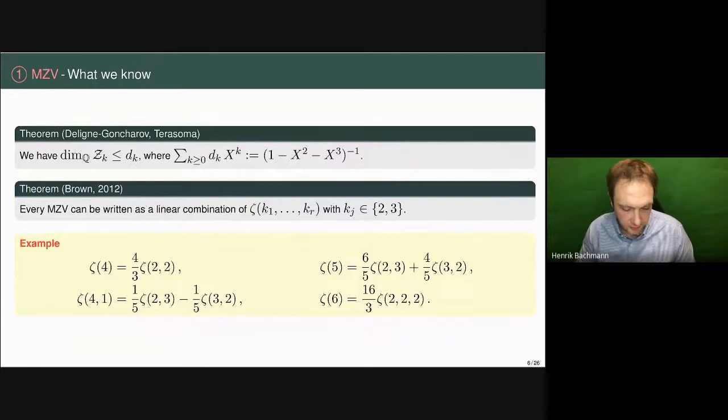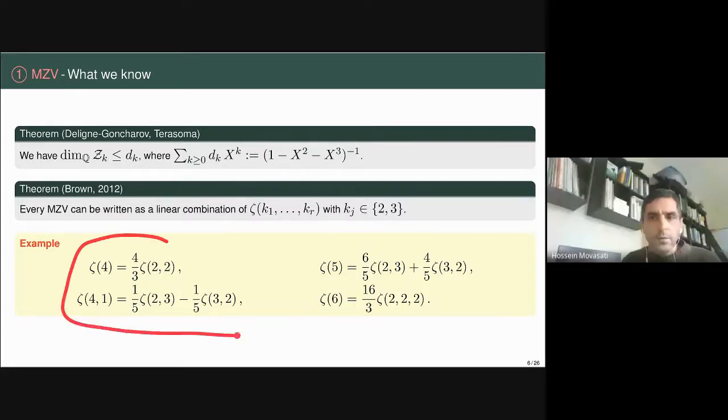This is independently proven by Terasoma and Deligne-Goncharov, who showed that the dimension of Z_k for any k is bounded above by these numbers d_k, which come as coefficients from this rational function. And the best result for this Hoffman conjecture we have is due to Francis Brown, who showed that these elements where the entries are 2s and 3s at least span the space. But of course, we don't know if these are linearly independent or not. So in particular, every multiple zeta value can be written in terms of multiple zeta values where we just use 2s and 3s.